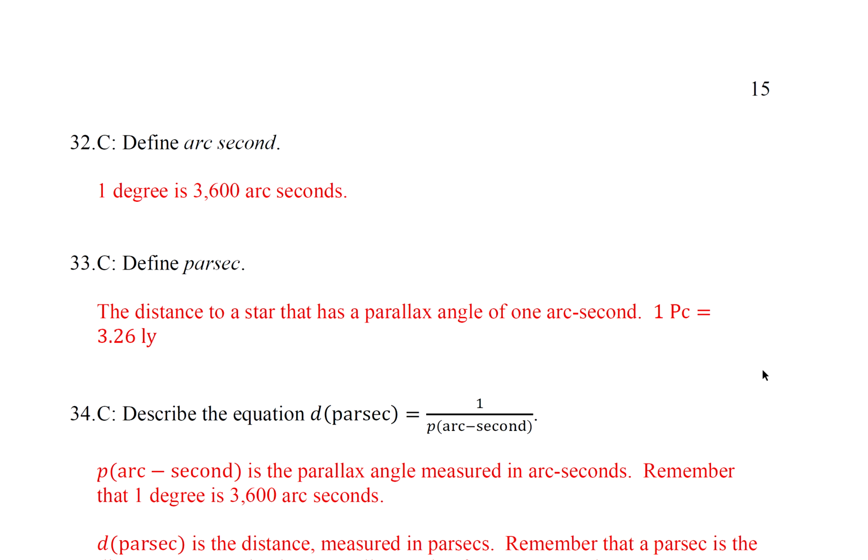Question 32. Define arc second. 1 degree is 3,600 arc seconds. Question 33. Define parsec. It's a distance to a star that has a parallax angle of 1 arc second.